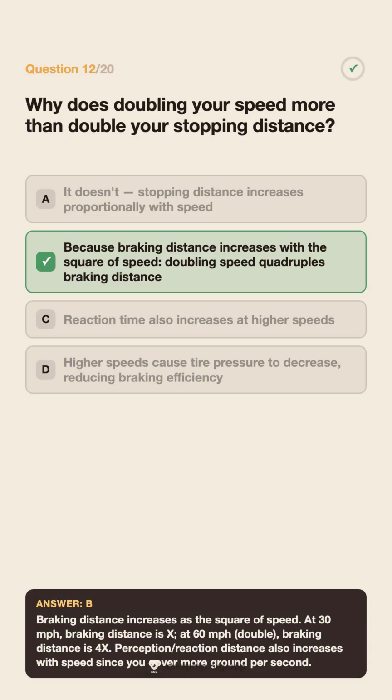The correct answer is B. Braking distance increases as the square of speed. At 30 mph, braking distance is x. At 60 mph, double, braking distance is 4x. Perception/reaction distance also increases with speed since you cover more ground per second.